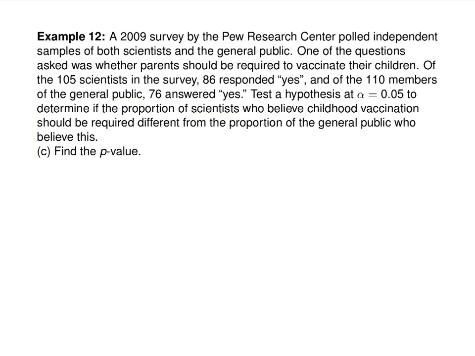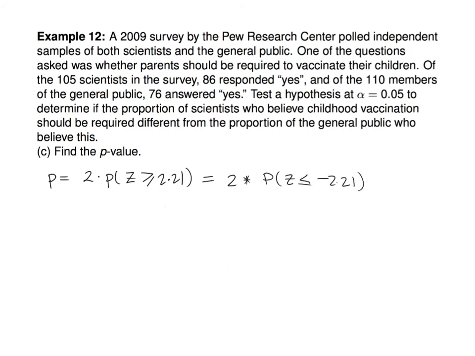So next, find the p-value. Well, your p-value will be twice the probability that your z is bigger than or equal to 2.21. But z-tables don't go that way, so you've got to do twice the probability that z is less than or equal to negative 2.21, which ends up being 2 times 0.0136, or 0.0272.